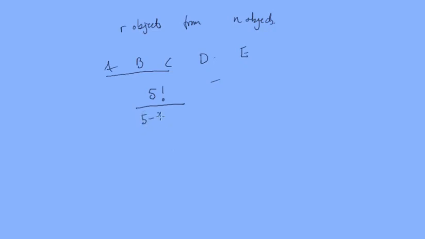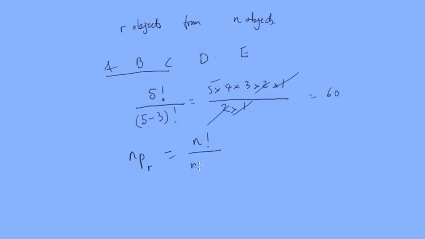So 5 minus 3 factorial. That's 5 times 4 times 3 times 2 times 1, divided by 5 minus 3, which is 2, so 2 times 1. So we're getting rid of those. And if you work that out, you get 60 permutations. So the rule is, if we have n objects and we're only choosing r out of those n, we have n factorial over n minus r factorial.